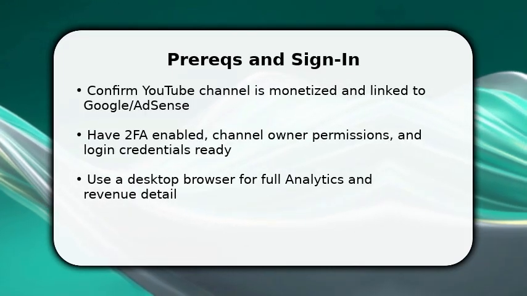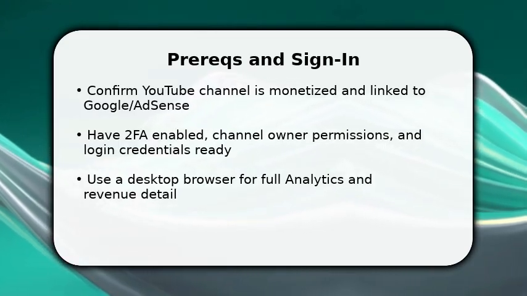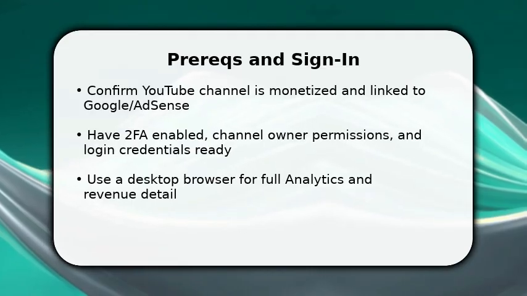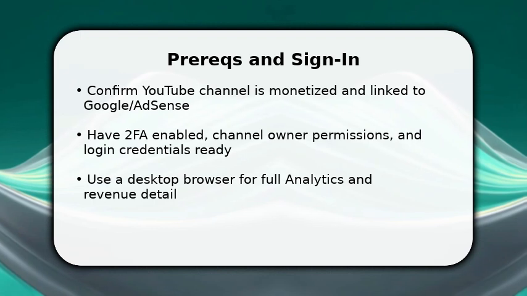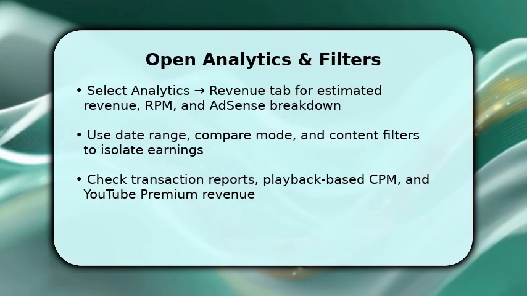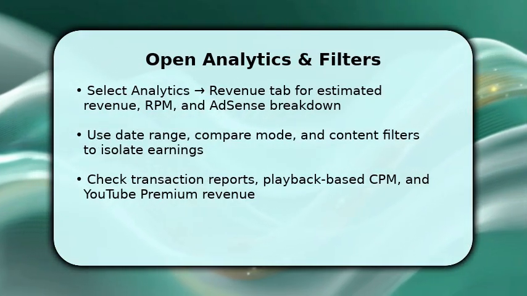If you don't see monetization on the left, your channel may not be approved yet. Check eligibility. Now click Analytics to begin accessing estimated revenue and key monetization metrics. Once in Analytics, navigate to the Revenue tab. This shows estimated revenue, RPM, and a revenue graph.